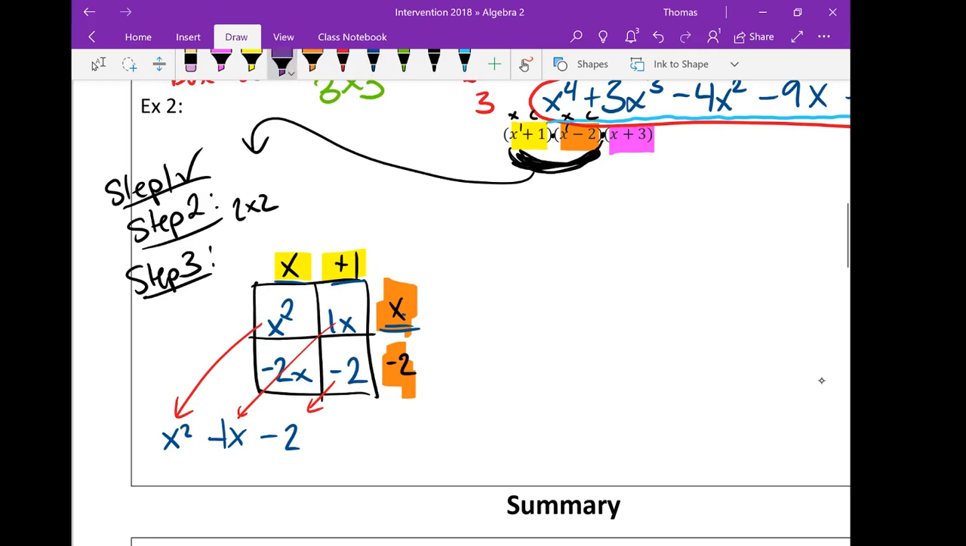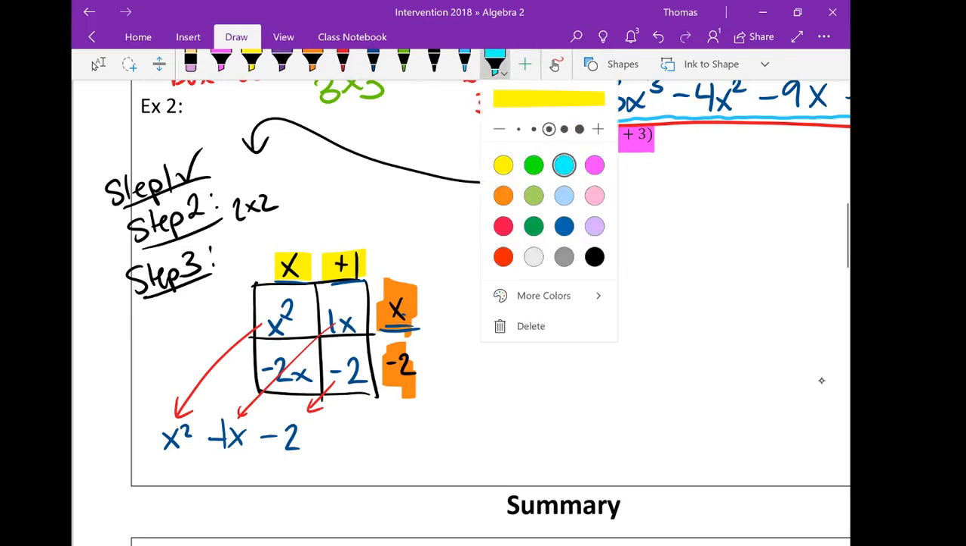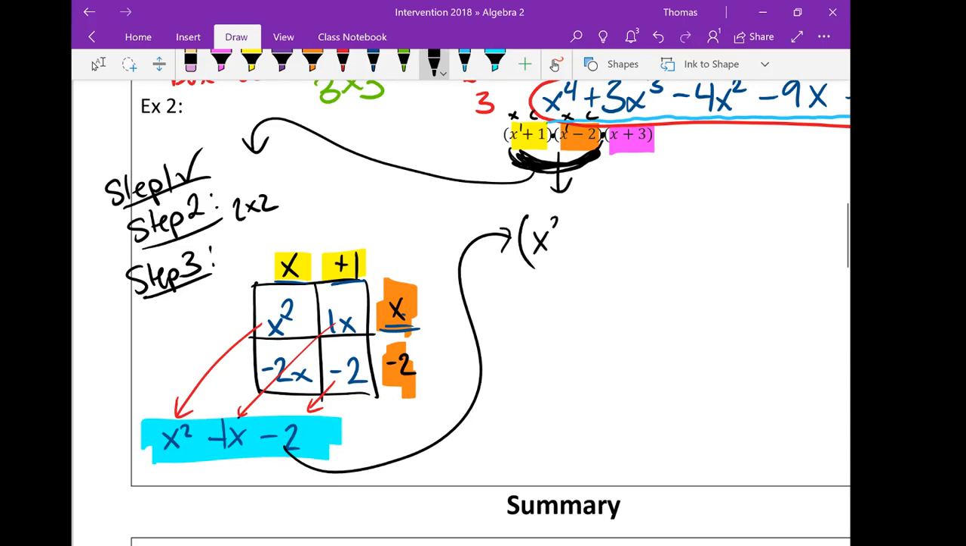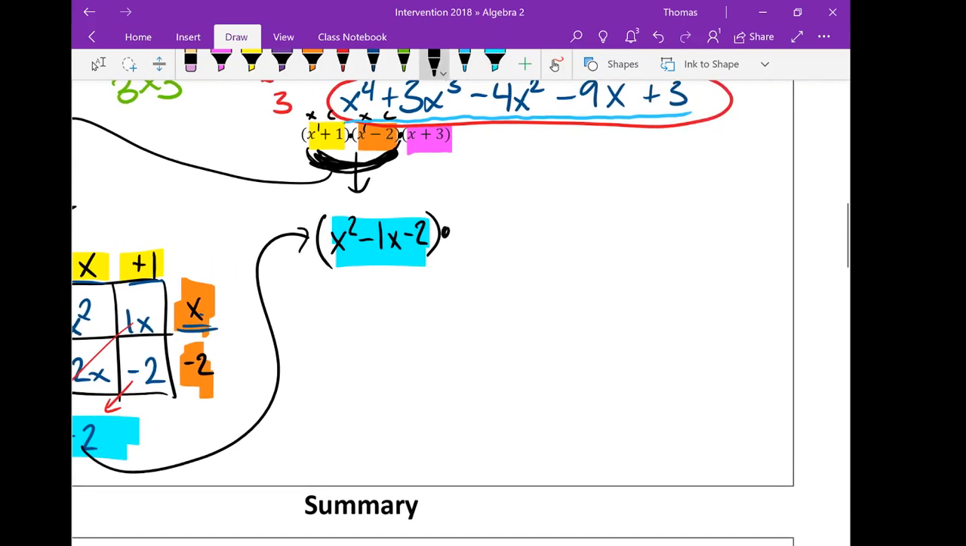Now I'm going to highlight this result in, whoa, that's too dark. I'm just going to highlight this result in a different color, a new one. I'll make it blue. So I'm highlighting this blue result, and now we're going to rewrite our original expression with it plugged in. So now we did x plus 1 times x minus 2, and we got x squared minus 1x minus 2. That's now our new blue term, but we still need to multiply it by x plus 3, our pink term.